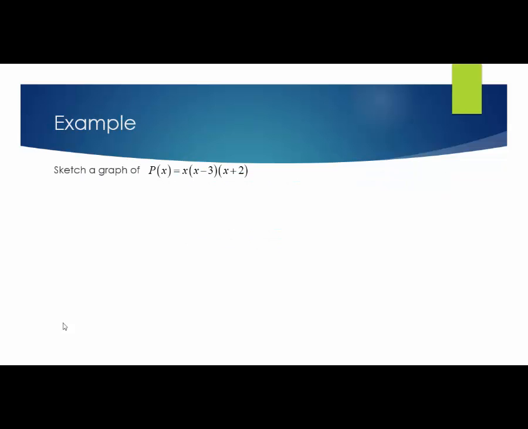Let's try this one more time. Let's sketch a graph of the function x times (x minus 3) times (x plus 2). It's already factored for us, so if we want to find our zeros, this isn't too tough. x times (x minus 3) times (x plus 2) equals 0. Well, 0, 3, and negative 2 are my zeros.